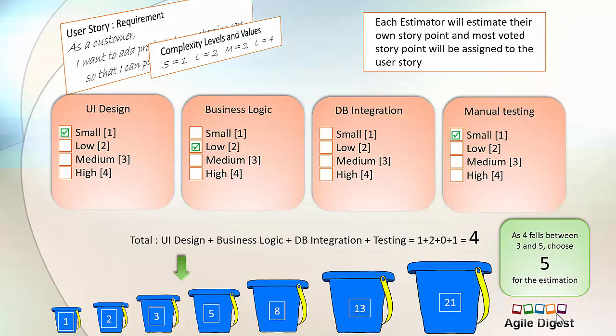The same way as in planning poker, they can say, okay, my story point vote is 5. Similarly, everyone will give their own story points based on what they have calculated, and the most voted story point will be taken for that particular story.